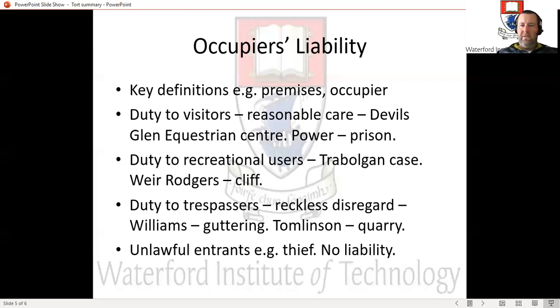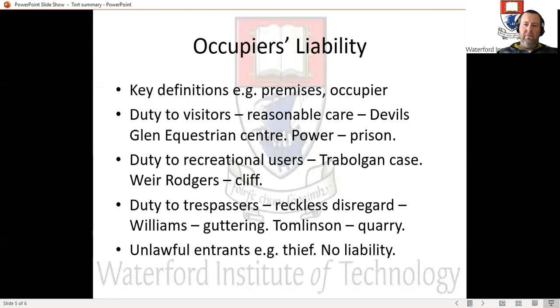And then finally, we have trespassers who are neither visitors, as in they don't have permission of any sort, or recreational users. And the test here is not to act, again, with reckless disregard for their safety. So it's a lot more than reasonableness. It'd be like having a big hole dug in the ground without any cover or signs or anything. So it's almost like a trap for the unwary.